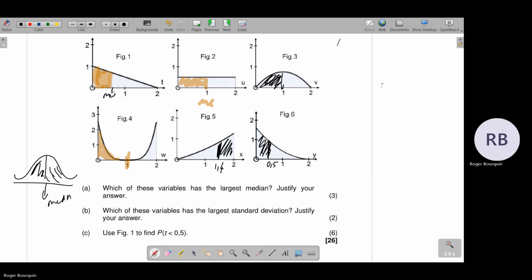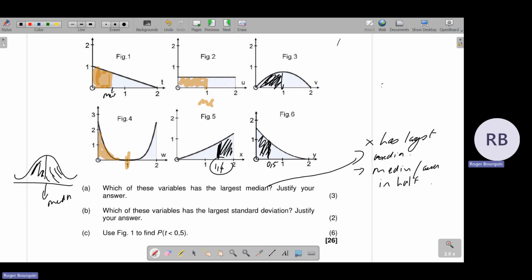Good. So the largest median is 1.4. The answer is X has the largest median. If you draw a diagram and shade those in, I'll give you the marks. But X has the largest median. The median divides the area in half.